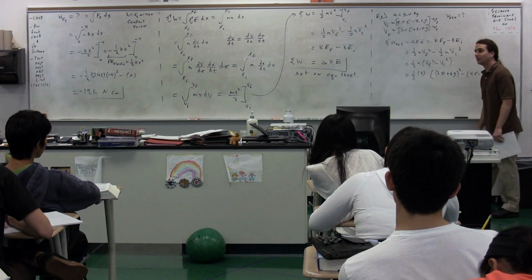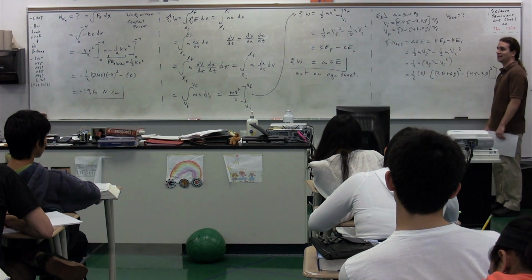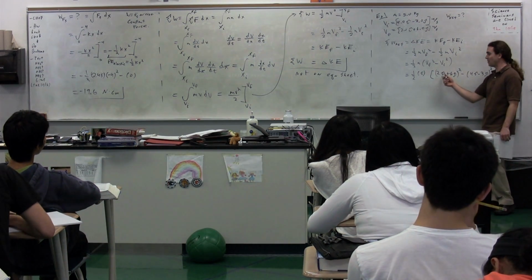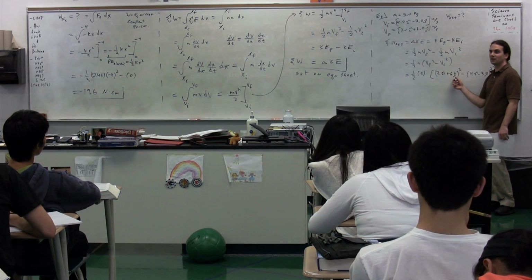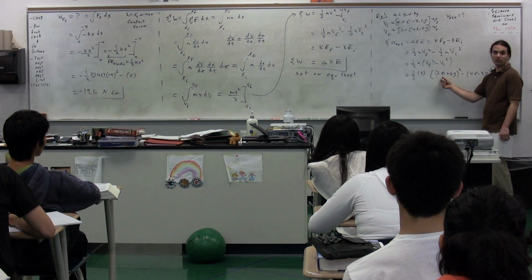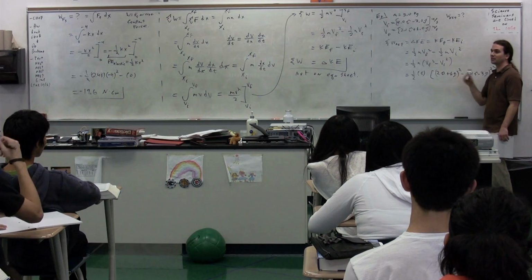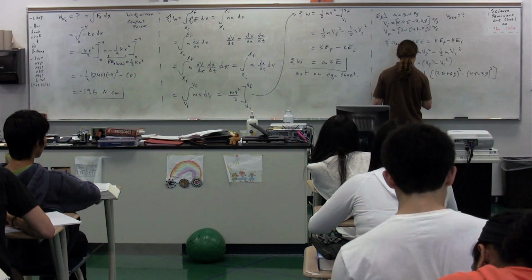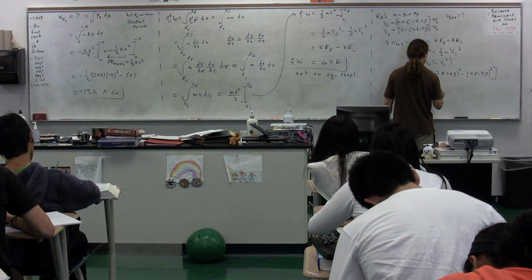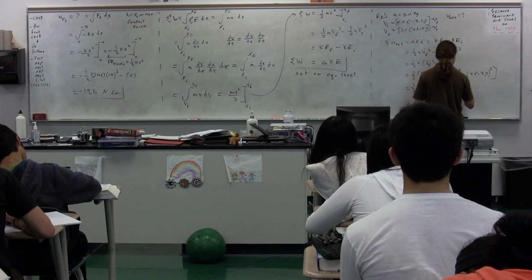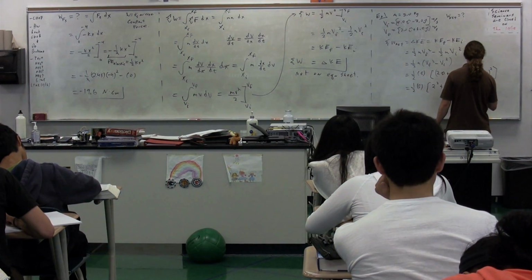You FOIL it, right? But what's the dot product of I and J? 0. And the dot product of J and I? 0. So it ends up being 2 squared plus 6 squared, right? So this ends up being 1/2 times 5 times, 2 squared plus 6 squared minus the quantity of 4 squared minus 3 squared. What do we get?